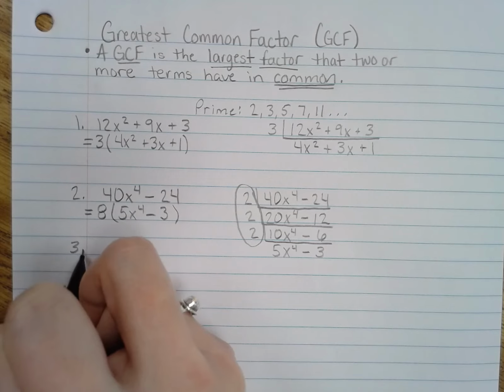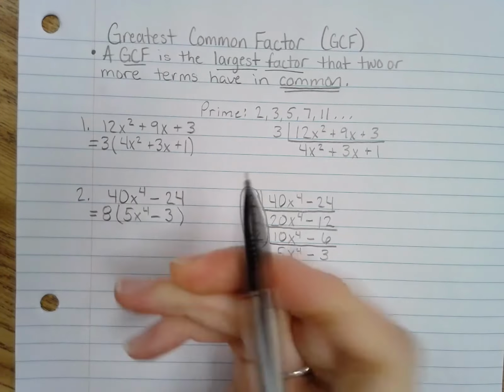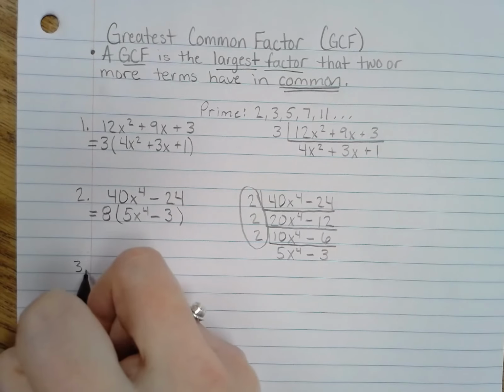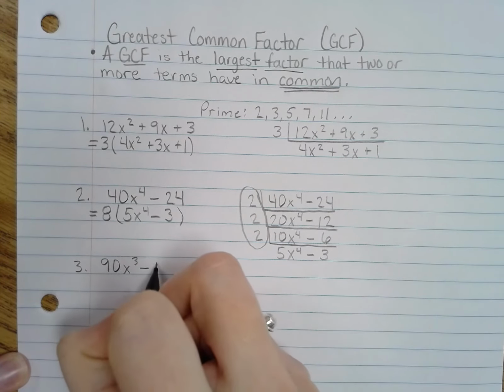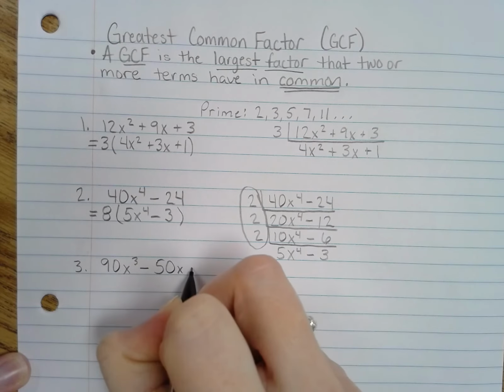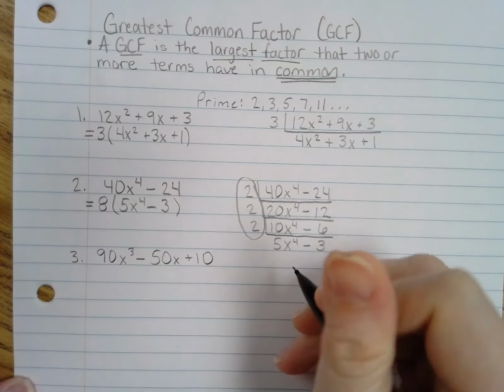Let's look at example number 3. Here we're going to have 90x to the third minus 50x plus 10. So again, rewrite that off to the side.